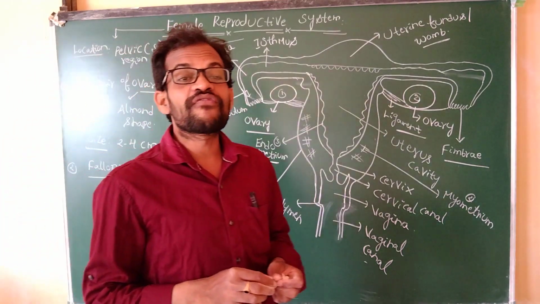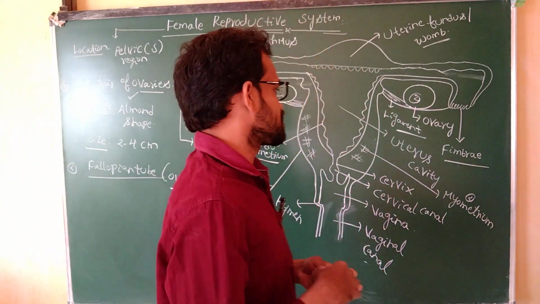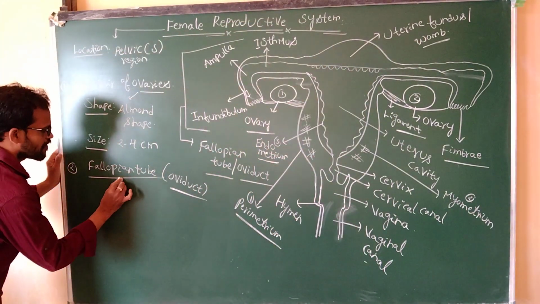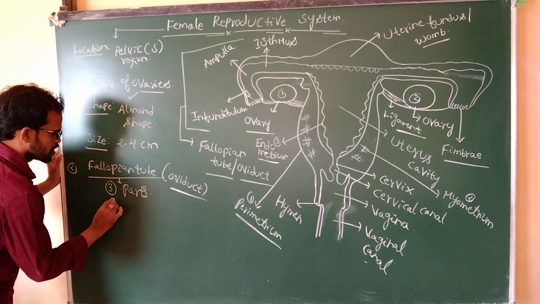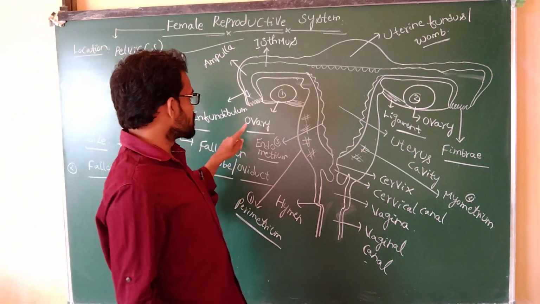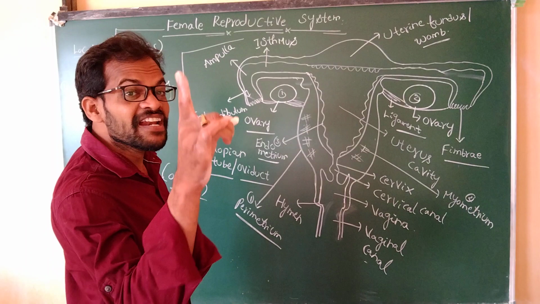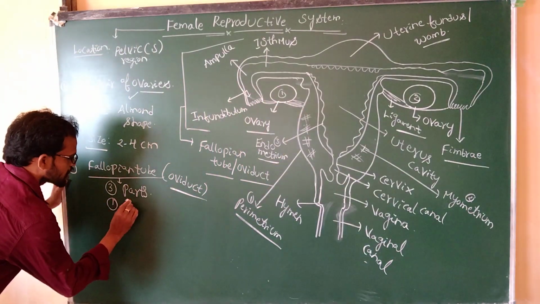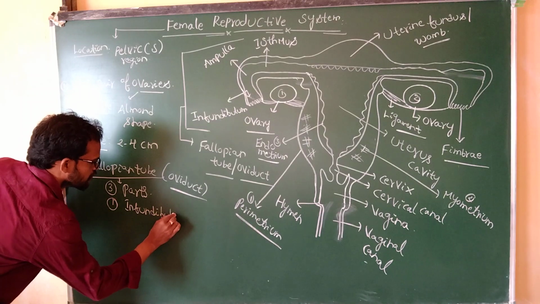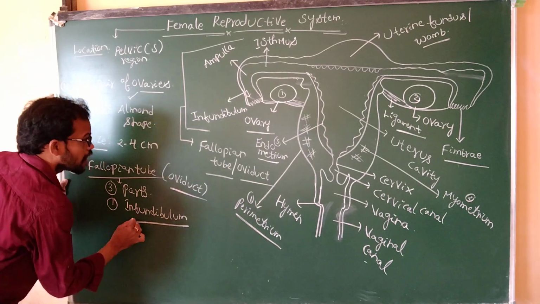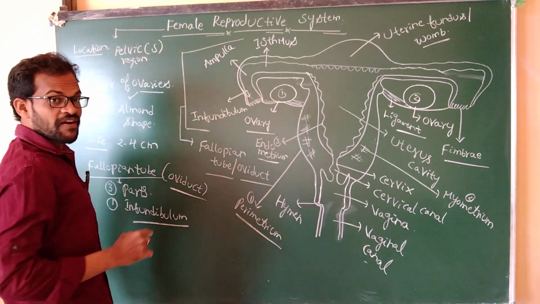The oviduct or fallopian tube consists of three main parts. What is the first part of the fallopian tube? The infundibulum. The first part of the fallopian tube is known as the infundibulum.